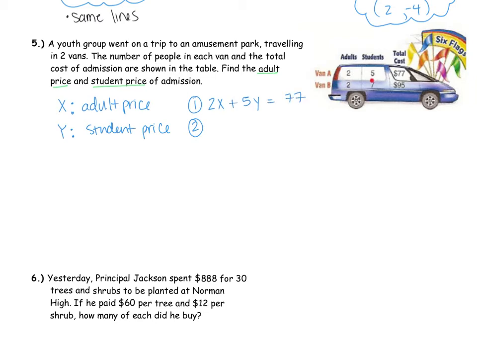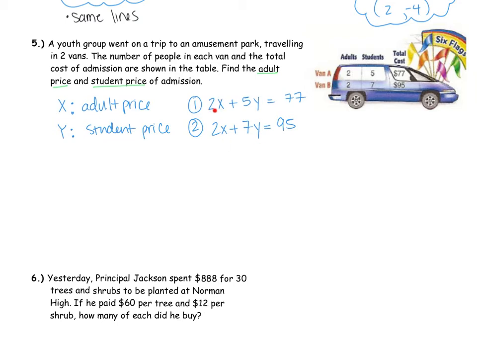I would also do this for the second van, van B. I take the 2 adults that went on, multiply by the adult price, so 2 times X, plus 7 times my Y, the price for students. And that should total $95. Now, once we have done this, we can try to use elimination to solve, since it is in standard form.